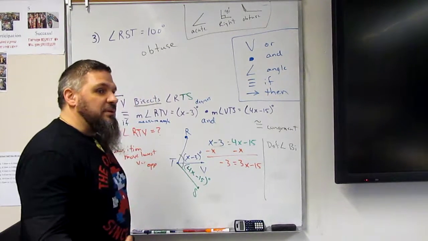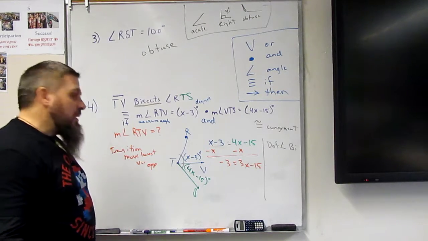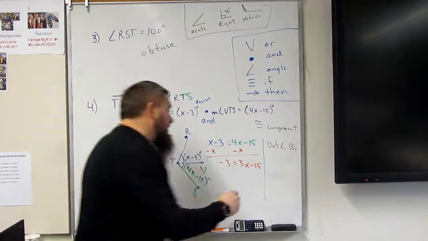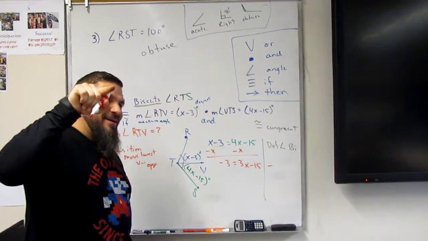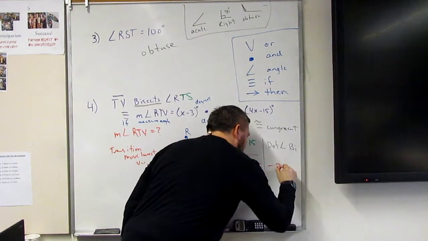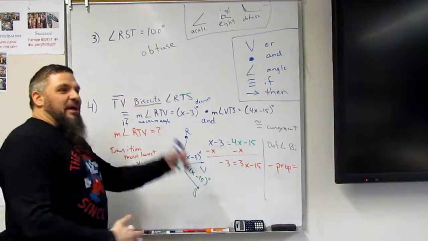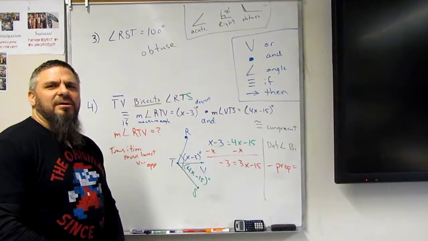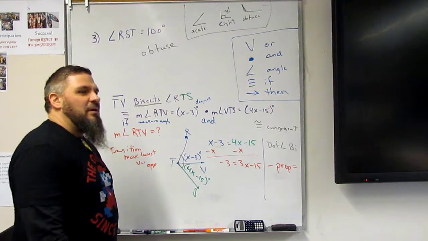Well, what's that called? What do we do to both sides? Subtract. That's it, girl. You've gotten it. Property of equality. You're getting it, right? Each step.